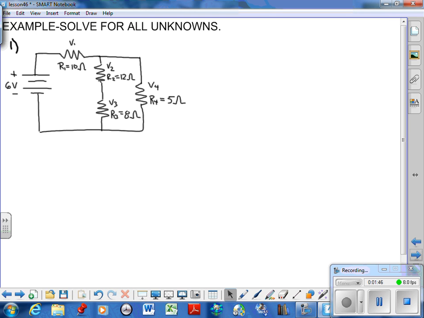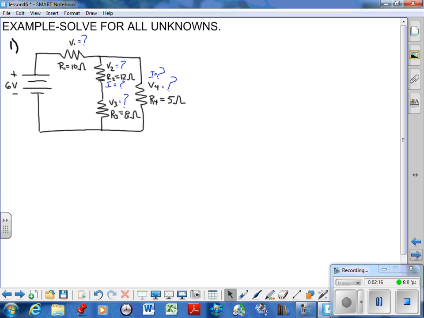Here's my circuit, and I want to solve for all unknowns. If you take a look at each resistor, I'm missing a voltage, so I want to find the voltage at each resistor. I know my resistance, and I also need to find the current. So what do I have to do? I need to fill in all unknowns.